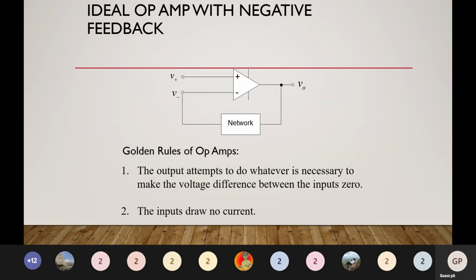And then ideal op-amp with negative feedback, right? So ideal op-amp usually we'll be using with negative feedback. Most of the applications will have negative feedback only. So when you use op-amp with a negative feedback, we are supposed to follow two important golden rules.